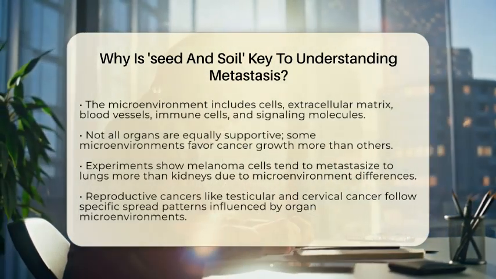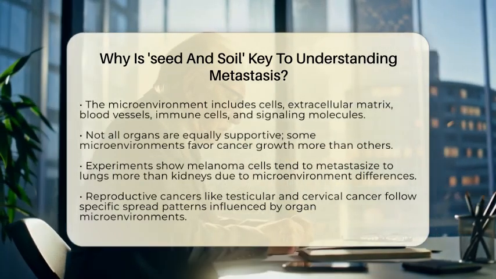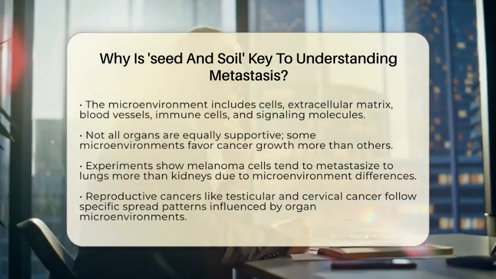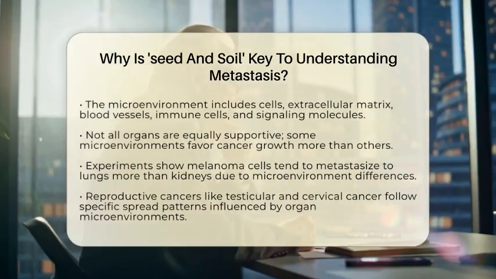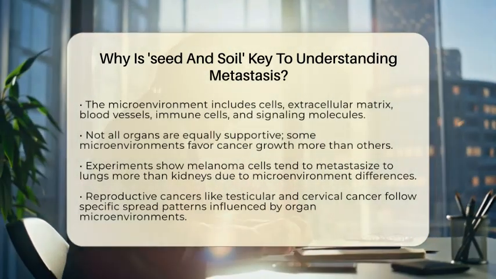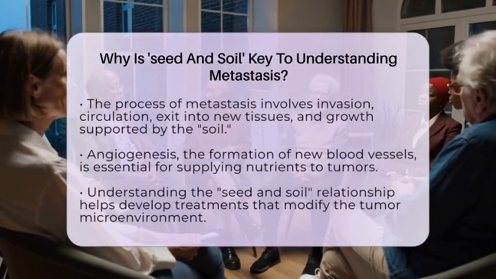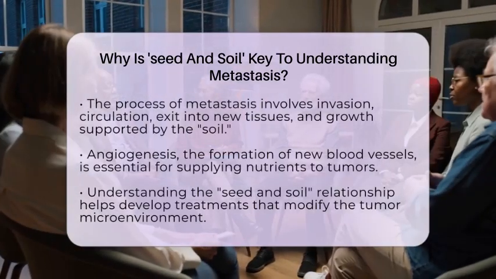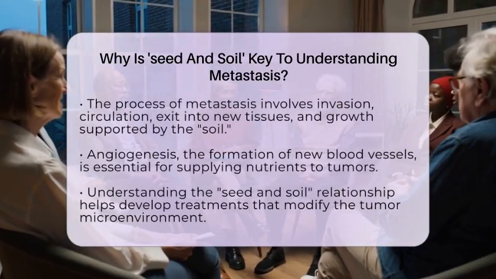In reproductive cancers like testicular or cervical cancer, understanding the seed and soil relationship helps explain their patterns of spread. Testicular cancer often metastasizes to lymph nodes and the lungs, while cervical cancer tends to spread to nearby lymph nodes, lungs, and sometimes the liver. The microenvironment of these organs influences whether cancer cells can successfully establish new tumors there.